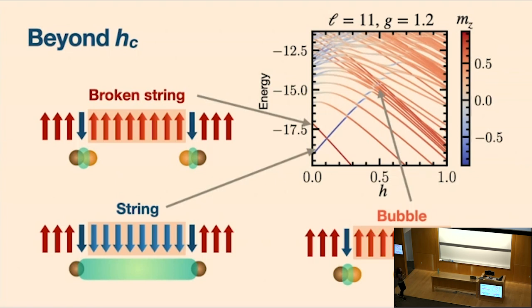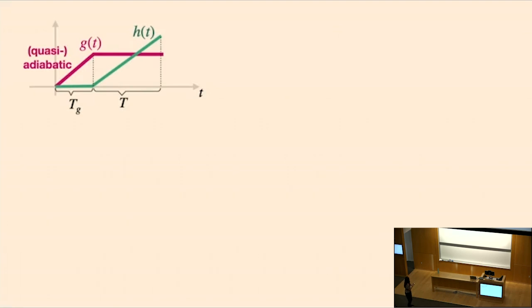Okay, and the idea is that if you then take a ramp that goes across, for example, this range of h, you will observe breaking because of this bubble. So the string will break in smaller pieces. So this is what we do.